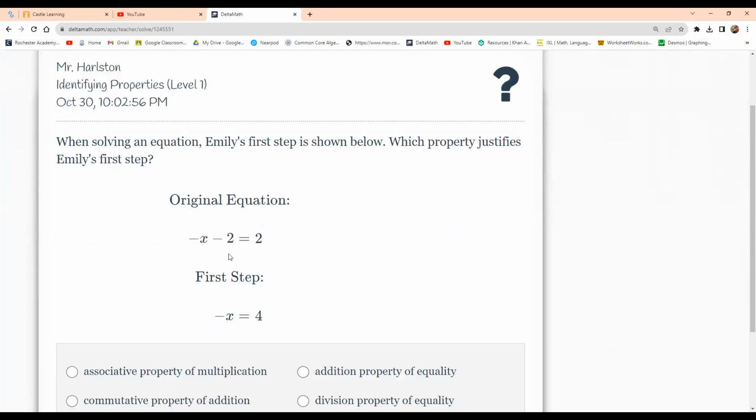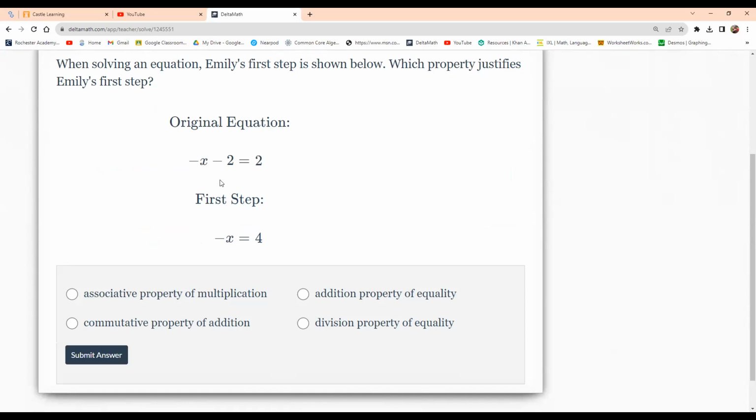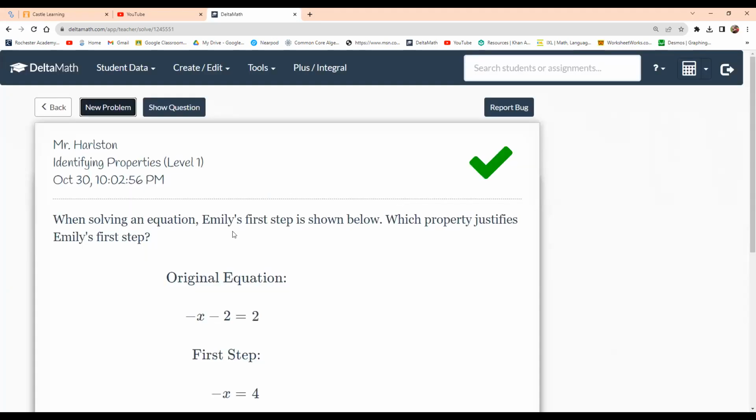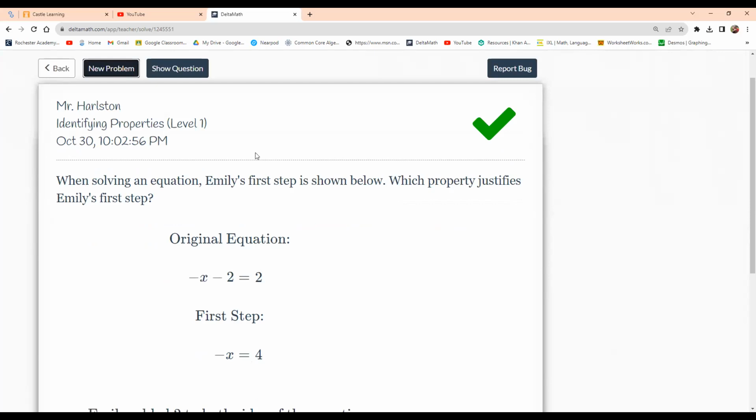All right, here. Now, in order to get this -2 away from the x, we added 2 to this side and we added 2 to this side. That's why we have 4, and that's how the -2 disappears. So we are using the addition property of equality, which would be this one. Boom, done. All right, let's try a couple more.